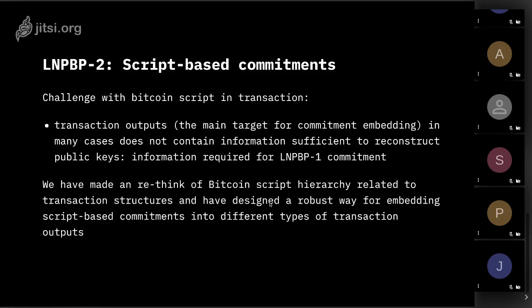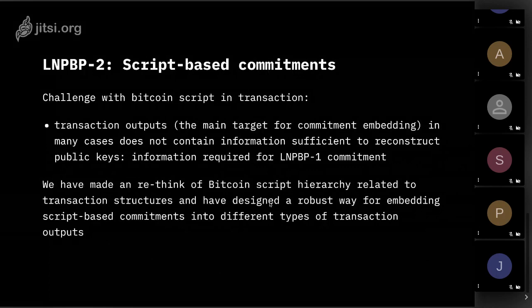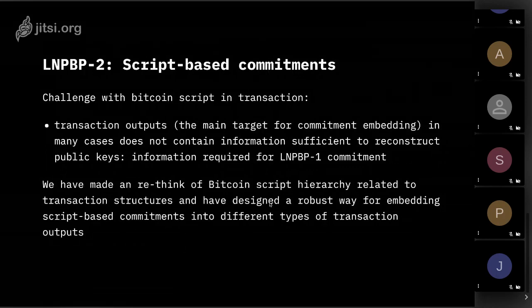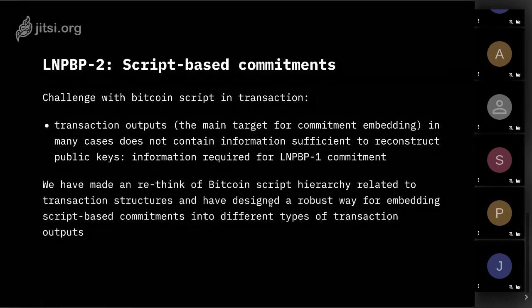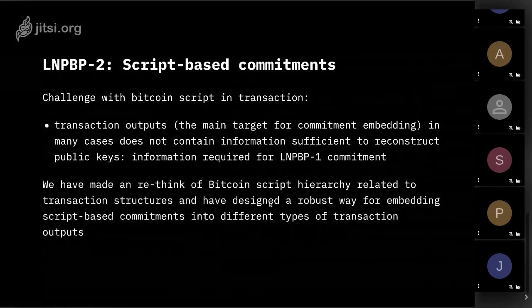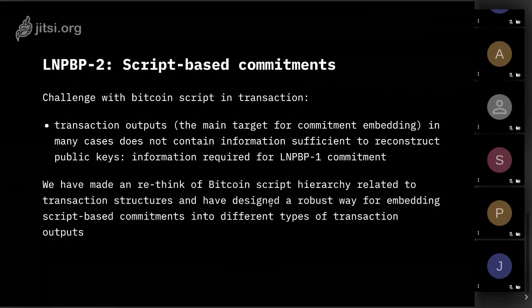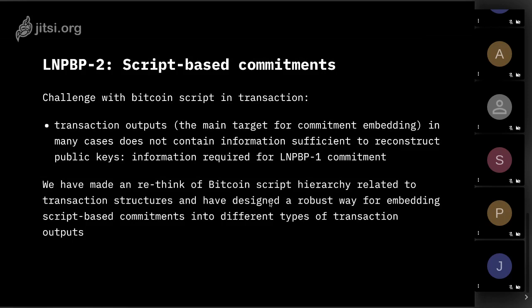And it works well when you have a single public key, but it doesn't work well when you have a scripted output. And in terms of scripted output, after trying many different approaches, we ended up having this idea that basically we extract all the public keys from that output using miniscript determinism. And even if there are some hashed public keys, we need to know the original public key behind that hash.